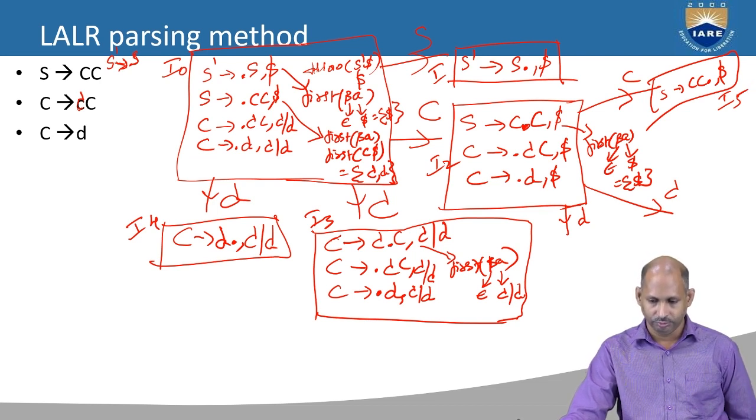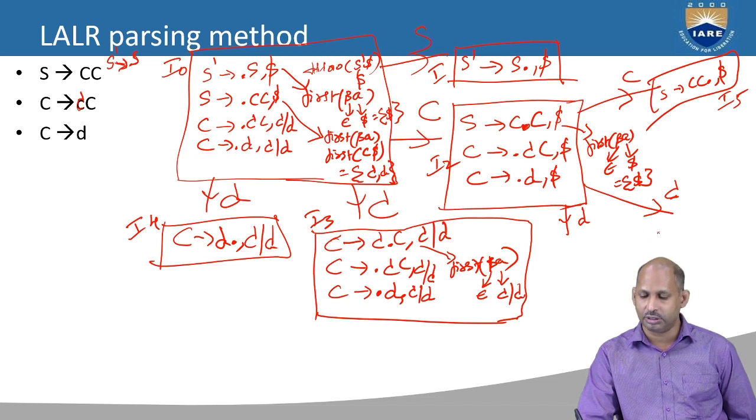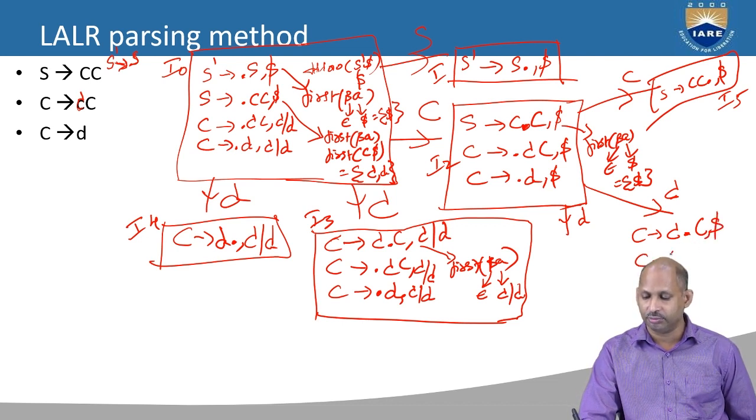Right? On terminal C, capital S gives small c dot, followed by C, which results in C dot, followed by capital C. Now dot C, so add C productions.